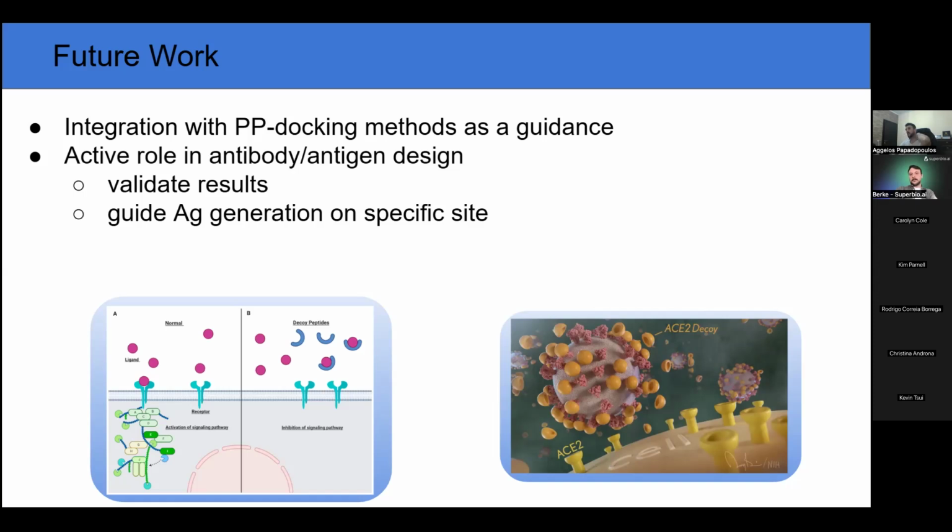And of course, where bioinformatics is leading is antibody and antigen design. We believe that ParaSurf will play a vital role in validating the results in silico. And of course, we believe that it can also guide the antigen generation on a specific site. Say that we have an antibody and we want to generate an antigen that will bind there. We now know exactly where we want it to bind, and then with some techniques, ProteinMPNN, some hallucinations starting from AlphaFold, iteratively we can find the antigen we want.